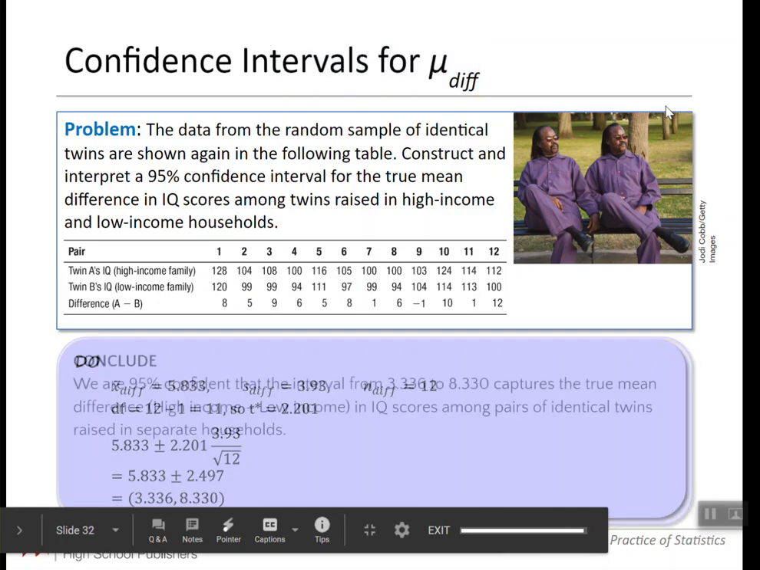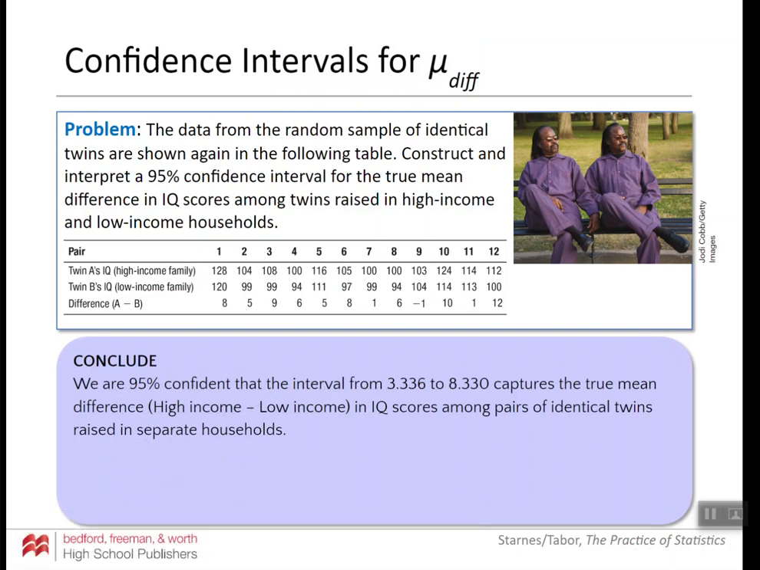Now, conclude. We are 95% confident that the interval from 3.36 to 8.330 captures the true mean difference of high minus low in IQ scores among pairs of identical twins raised in separate households.